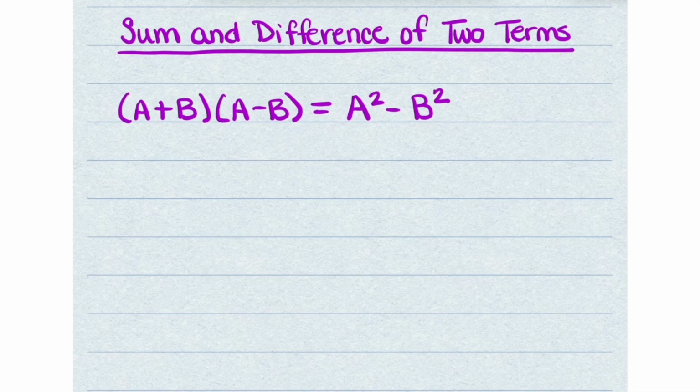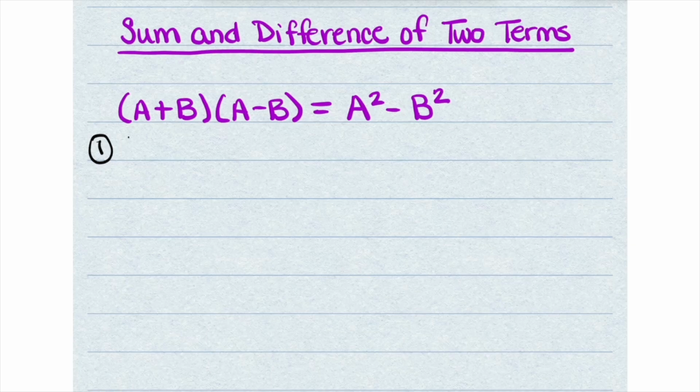So if you have two binomials that you're multiplying together and they have different signs, when you do that, it's just going to be a squared minus b squared. Meaning these terms are the same here, these terms are the same here. So like, for example, let me show you.